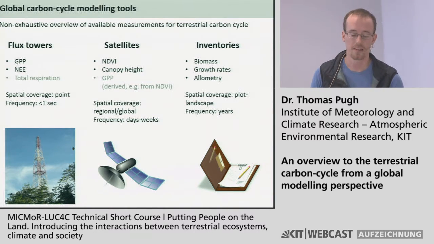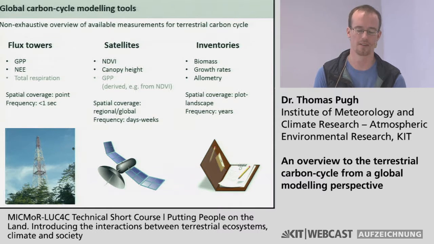So how do we go about understanding this? Well, we have several different sources of measurements that we can use to try and understand the carbon cycle. We have flux towers, where you can make direct measurements of the fluxes in and out of the ecosystem. Particularly, we can make direct measurements of GPP and NEE. We can also make measurements of the total respiration, but here we start having to make some assumptions.